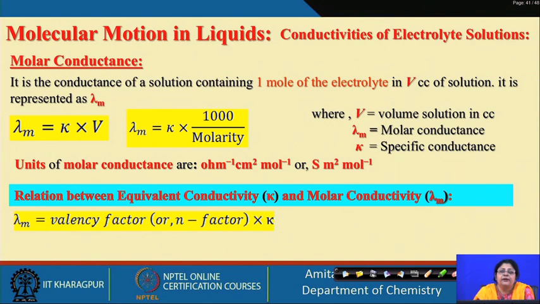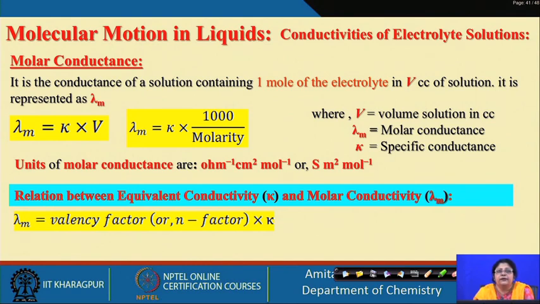So, we can say lambda m will be equal to kappa, that is the specific conductance, into the volume of the solution V. That will give you the molar conductance. So, molar conductance can be represented as we saw previously in the discussion. We can see that the molar conductivity is nothing but kappa, the specific conductivity, into 1000 by the molarity. The units of this you can look into.